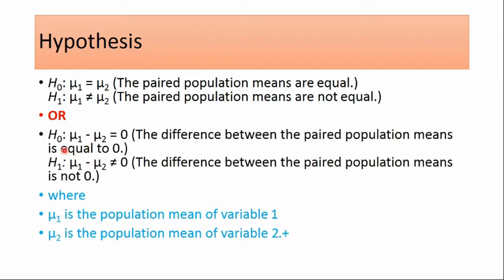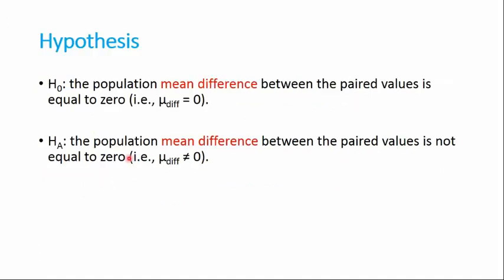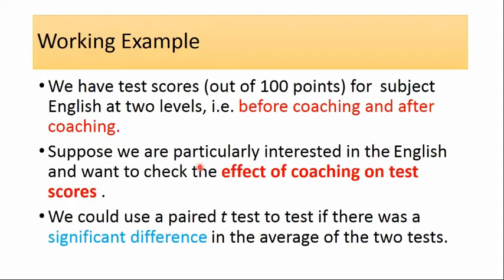Or we can write like this: null hypothesis, mu1 minus mu2 is equal to 0. Difference between the paired population means is equal to 0. H1, mu1 minus mu2 is not equal to 0. The difference between the paired population means is not 0. We can write in this way also: H0, the population mean difference between the paired values is equal to 0. Mean difference is equal to 0. Mean difference is not equal to 0 in the case of alternative hypothesis.